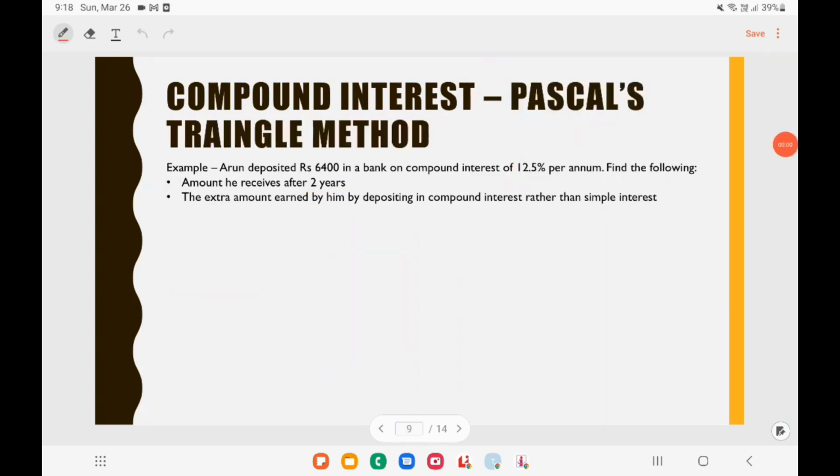Okay. So now let us look into the second method for you to find compound interest very easily. That is using Pascal's triangle. Before moving on to this method, you need to know what Pascal's triangle is. It is actually an arrangement of numbers, this Pascal's triangle.